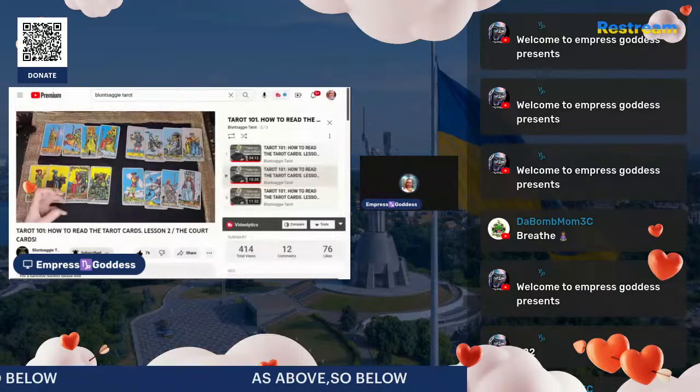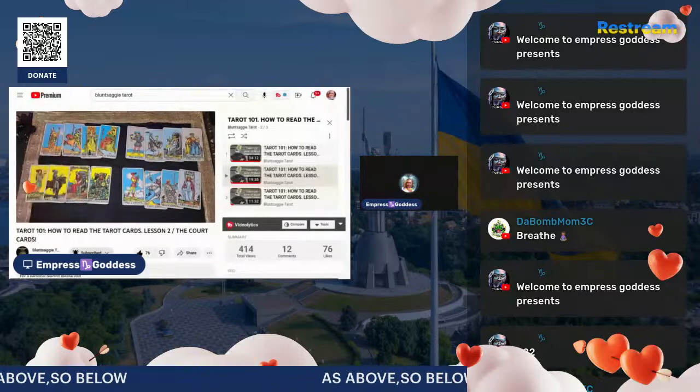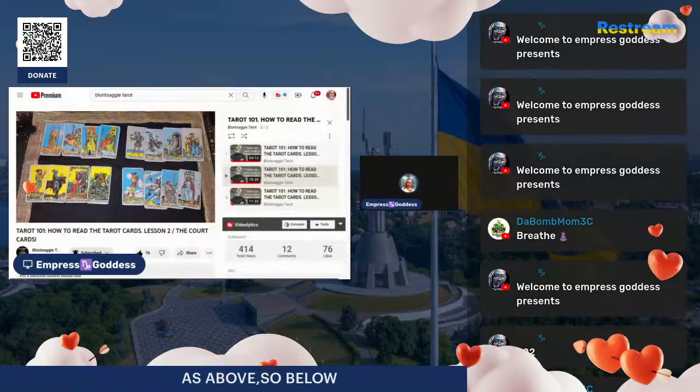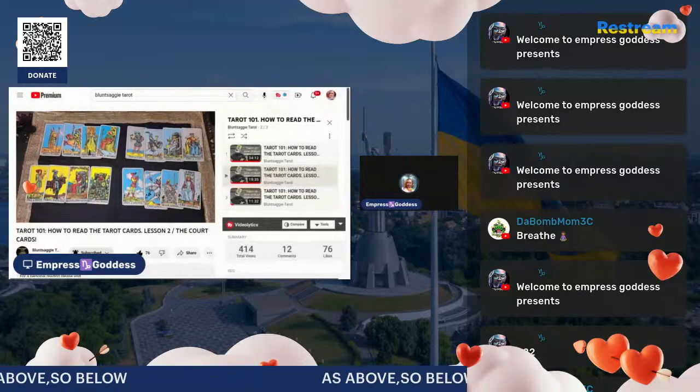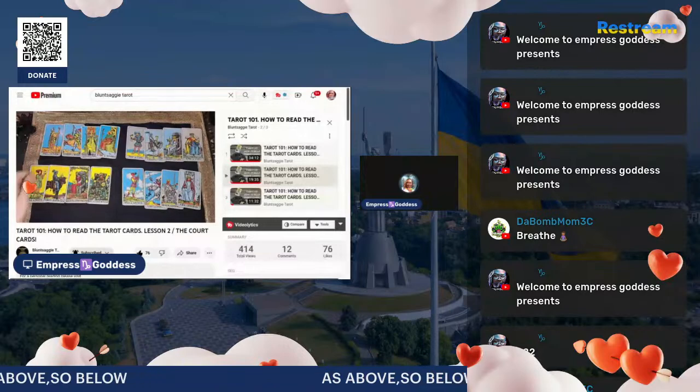And the queens represent the feminine energy. They represent the mothers, the sisters. They represent bosses, those types of energies. But they represent mature females that are in our life. And the kings are mature males that are in our life. It represents either a version of herself or an aspect of someone else that the querent is dealing with. So let's go through each suit and let's talk about each court card and what they can mean for you.